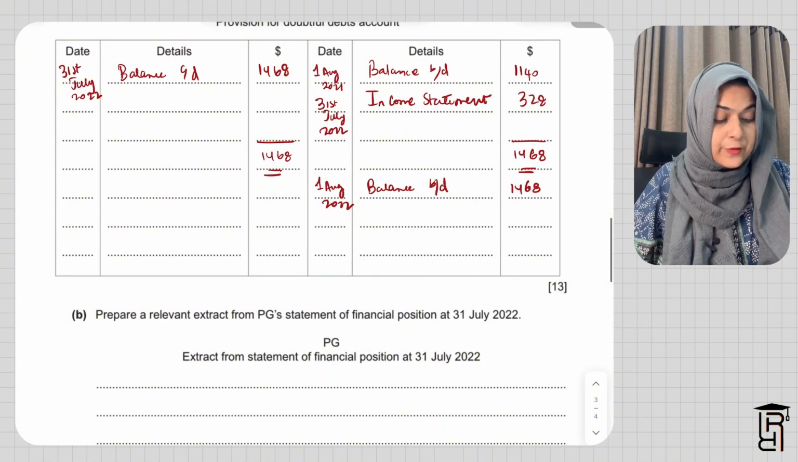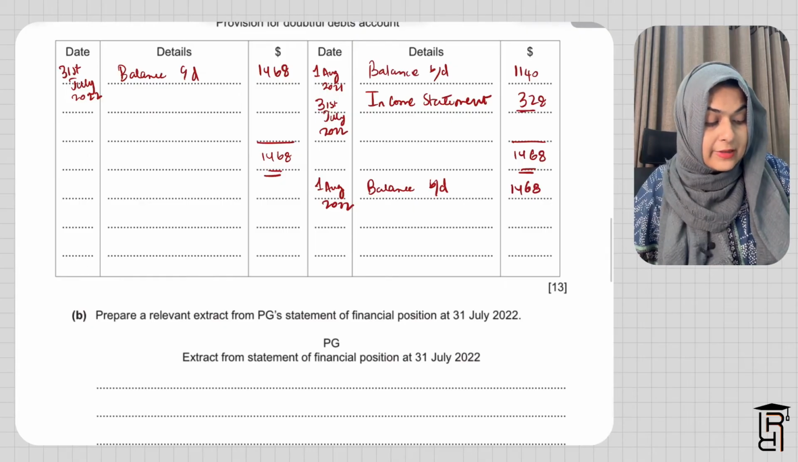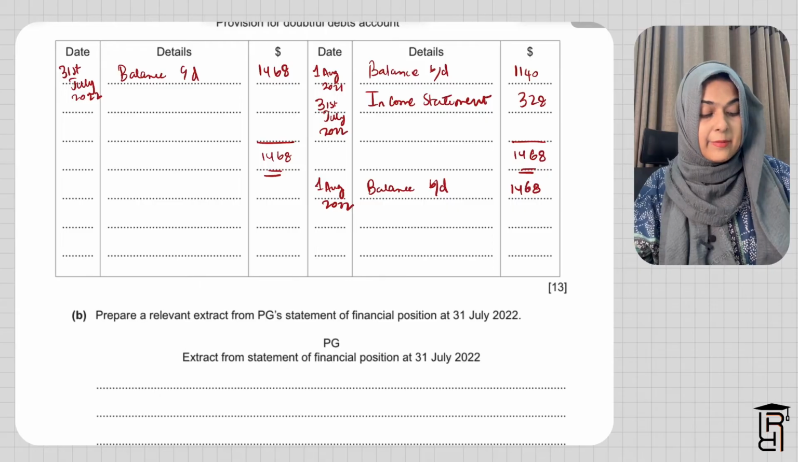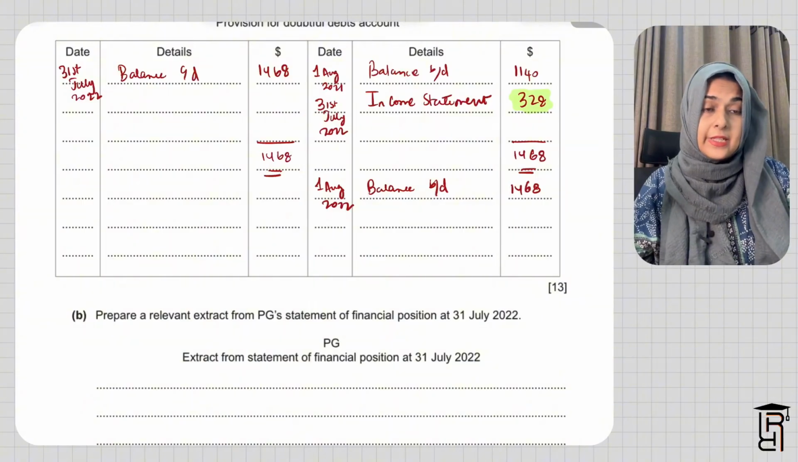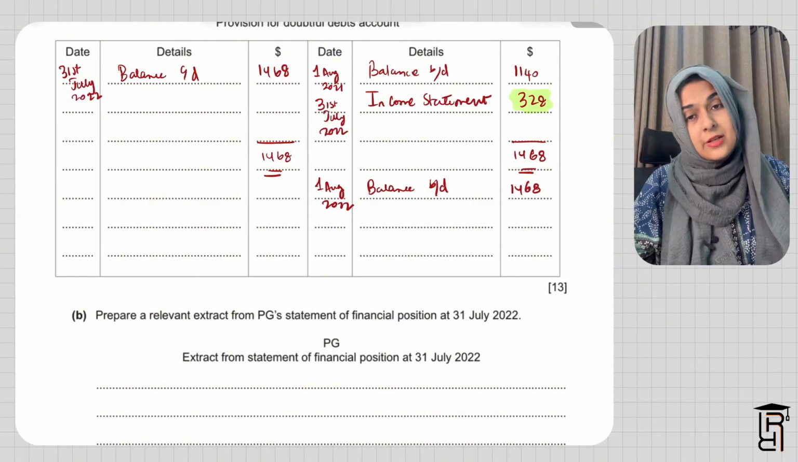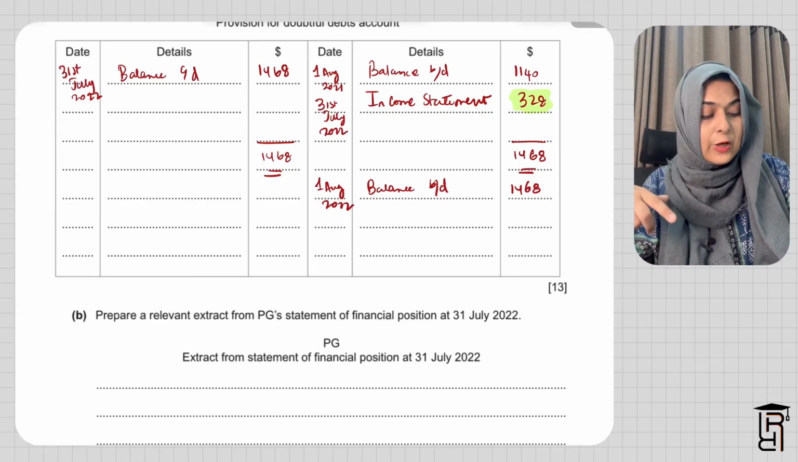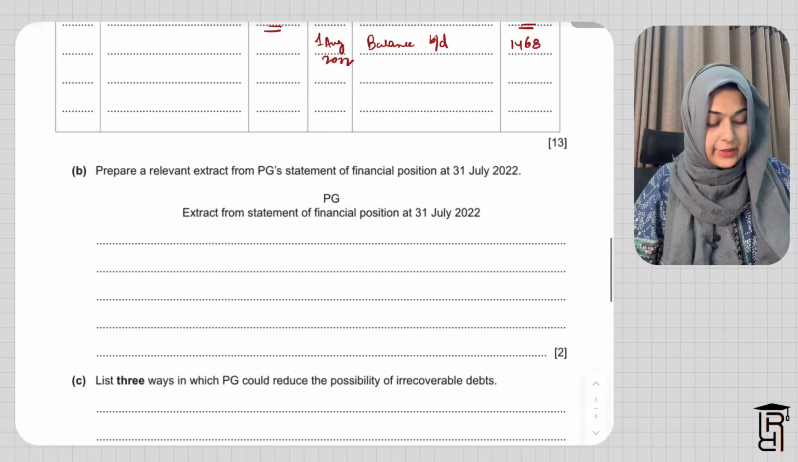And the thing about provision for doubtful debts is the double entry. What is the double entry here that is taking place is income statement debit, provision for doubtful debts credit. So income statement is being debited, provision for doubtful debts is being credited. Whenever income statement is debited, again profit is being reduced because of that. This increase in provision for doubtful debts is always recorded as an expense in the income statement.